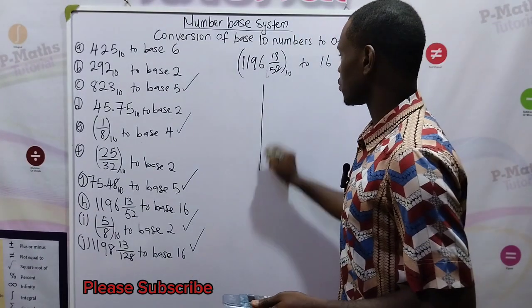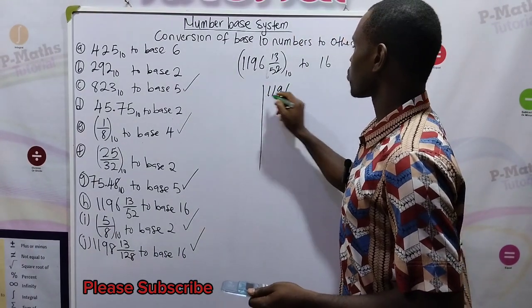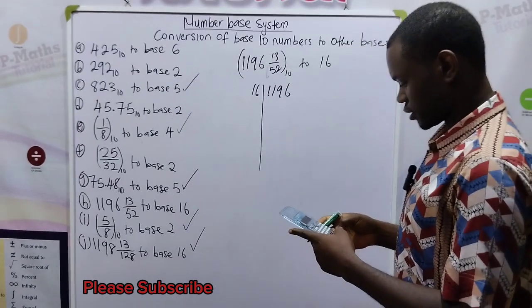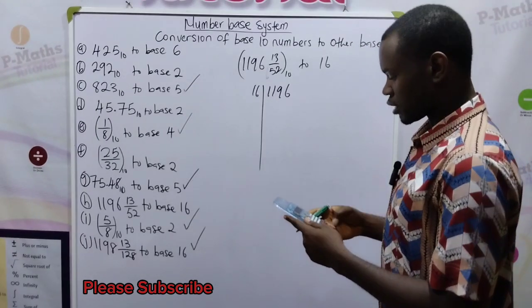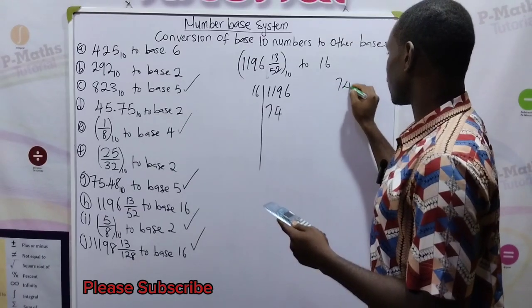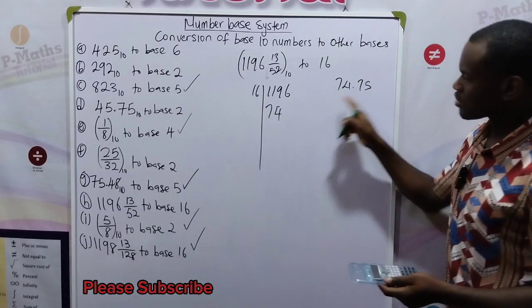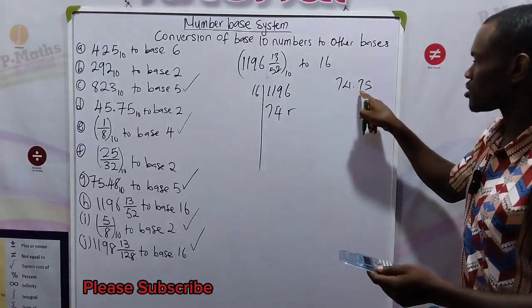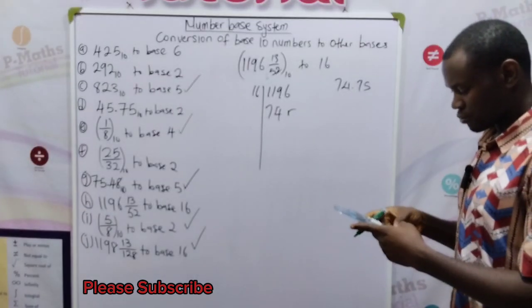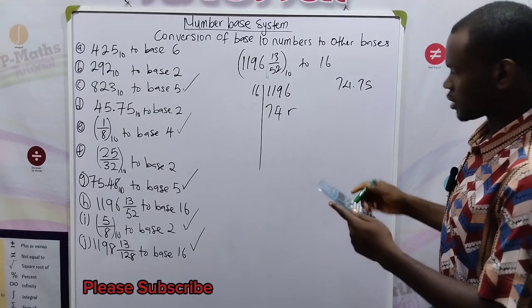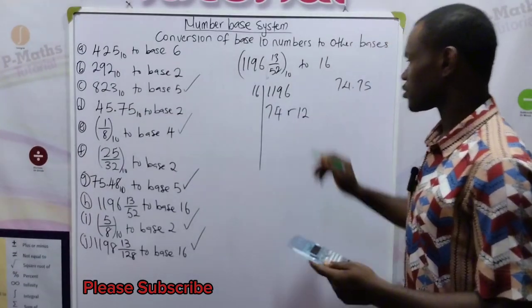So let's see. Take the whole number part and divide by 16. 1196 divided by 16 is giving me 74.75. Now to get our remainder, use 16 and multiply 0.75. 0.75 times 16 is giving me 12. So our remainder is 12.